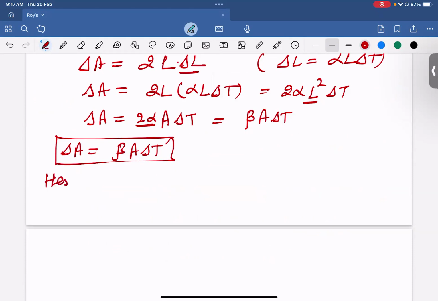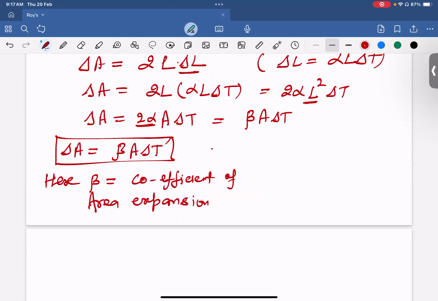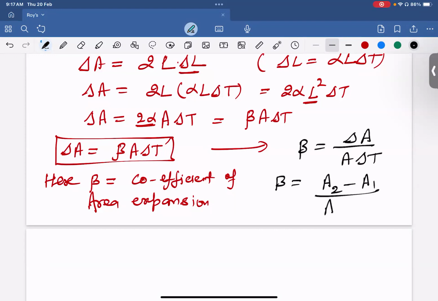Now you might ask what is beta here. So beta is called the coefficient of superficial expansion, or area expansion. If you wish to find the formula for beta, it is basically change in area, delta A, by original area into delta T. If area initially was A1 and now it becomes A2, so change is A2 minus A1 divided by initial, A1 only, into delta T.